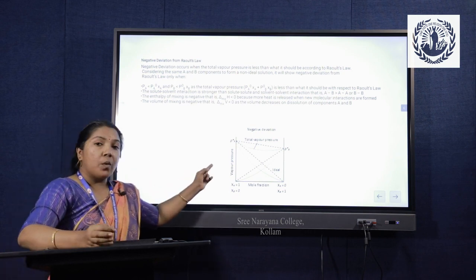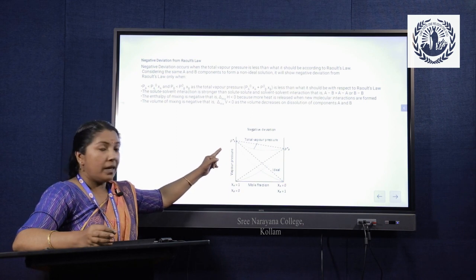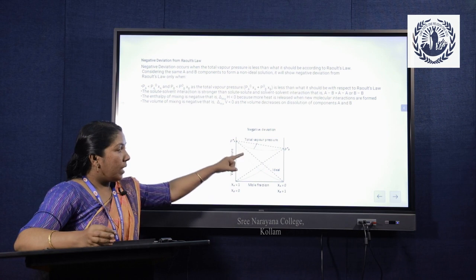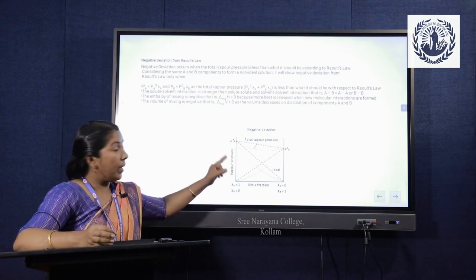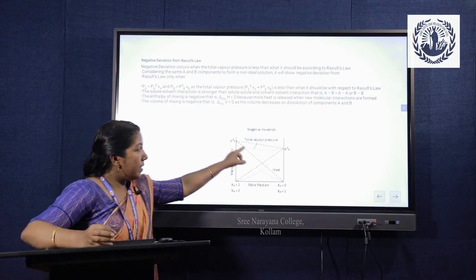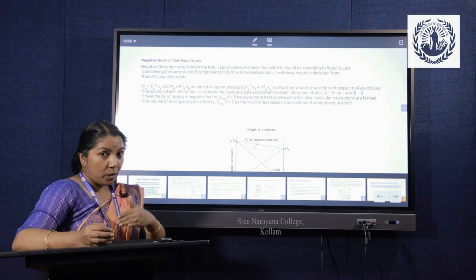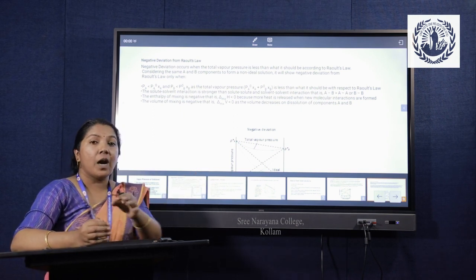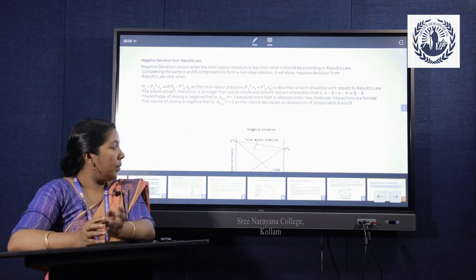Here the graph is plotted. It is similar to the earlier graph. The left hand side is P0A, the right hand side is P0B, and the dotted line indicates the graph corresponding to an ideal solution, that is, solutions which obey Raoult's law. Here you can see this type of graph going below the dotted line. So this indicates that the value of vapor pressure is less than that predicted from Raoult's law.